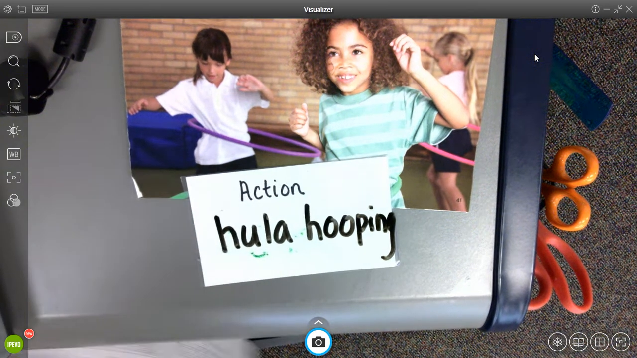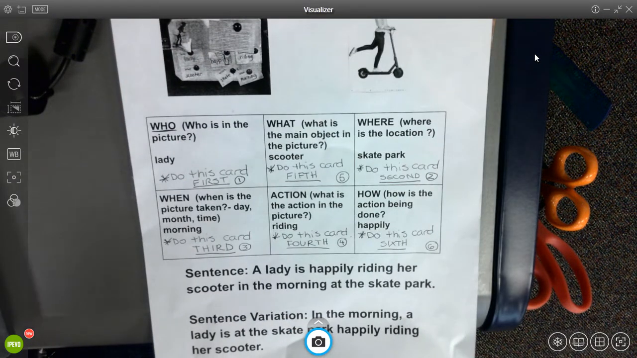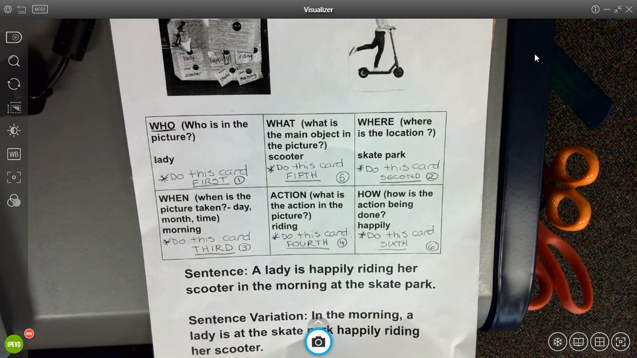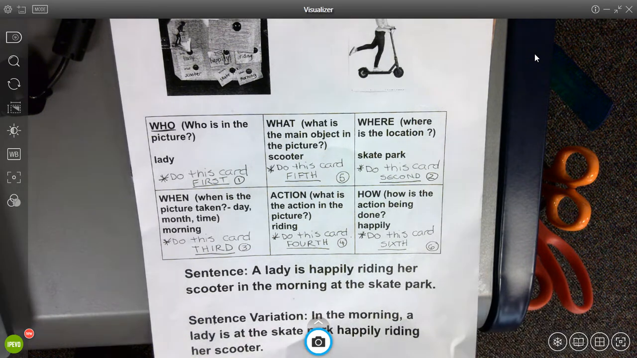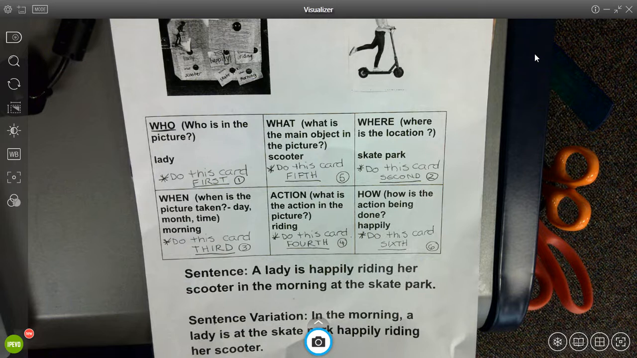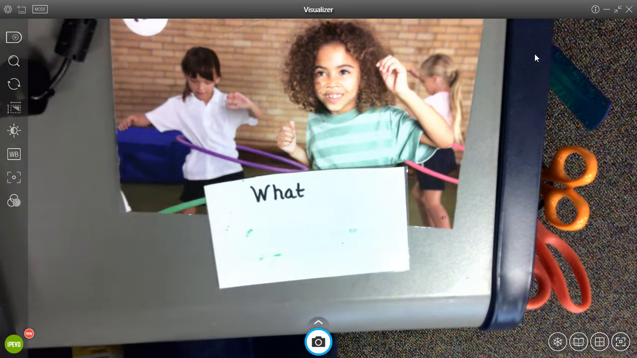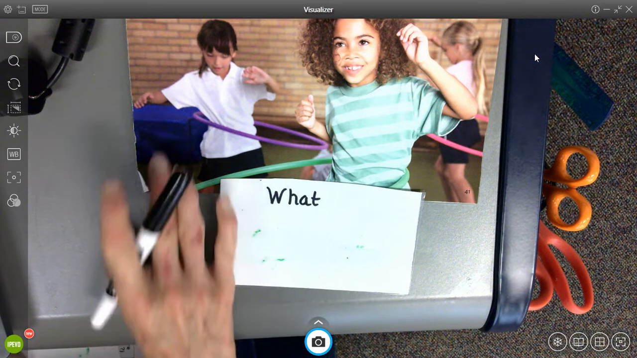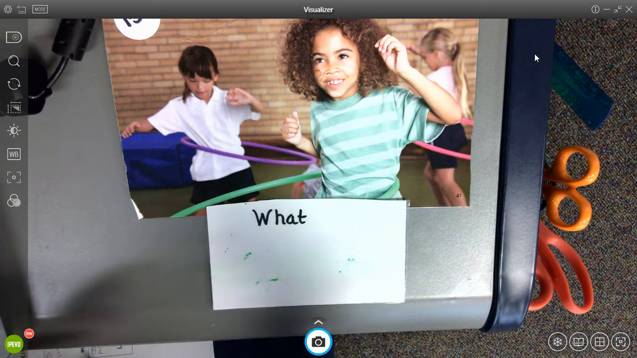Okay? Then I'm going to look at my cheat sheet again and see what card I should do fifth. The fifth card on the cheat sheet says that I should do the what card. So I'm going to take my what card. This card is kind of hard. But remember, the what card is: what object is your eye drawn to? So to me, I look at this picture and the main object in it is hula hoops. So I'm going to write down hula hoops.